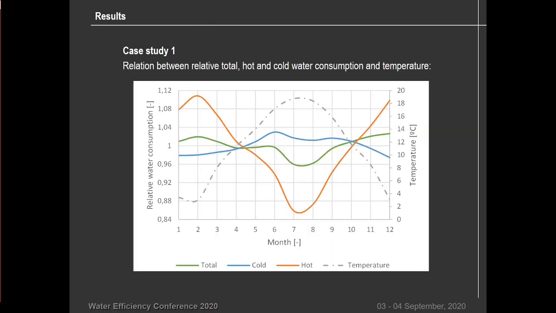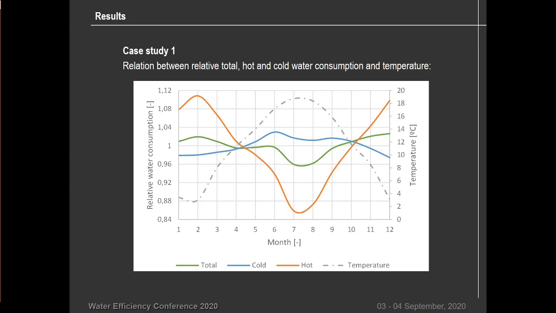Regarding the Belgian study, this figure presents the evolution of the relative daily water consumption per month and air temperature. It should be noticed that the relative consumption is given by the daily water consumption in month I of year J over the average daily water consumption in year J. This is done in order to compare months with different numbers of days.